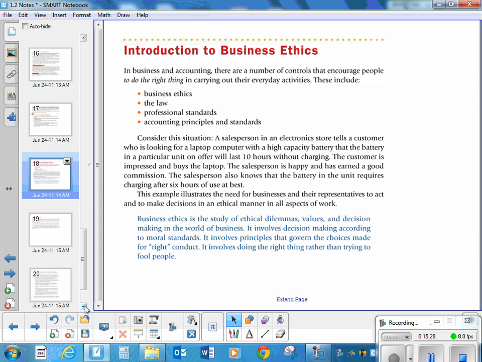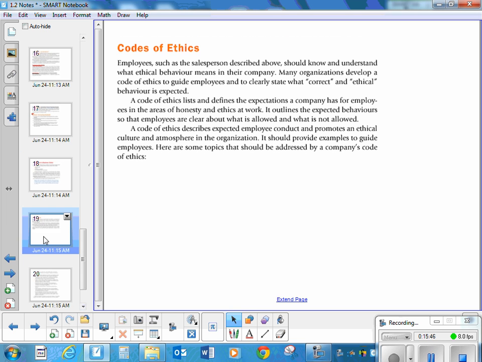So business ethics is the study of ethical dilemmas, values, and decision making in the world of business. It involves decision making according to moral standards. It involves principles that govern the choice made for right conduct. It involves doing the right thing rather than trying to fool people. Okay, so every different profession has their own code of ethics, and it's just meant to guide their employees.